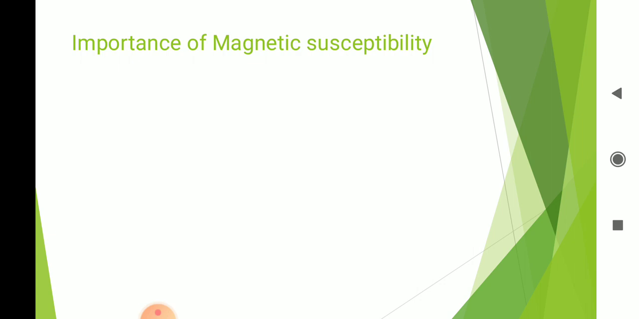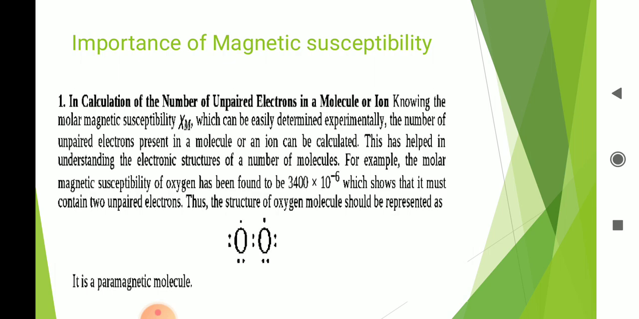For example, the molar magnetic susceptibility of the oxygen molecule is found to be 3400 times 10 to the power of minus 6, which shows that it must contain 2 unpaired electrons. Thus, the structure of the oxygen molecule should be represented like this. So, therefore, it is a paramagnetic molecule.